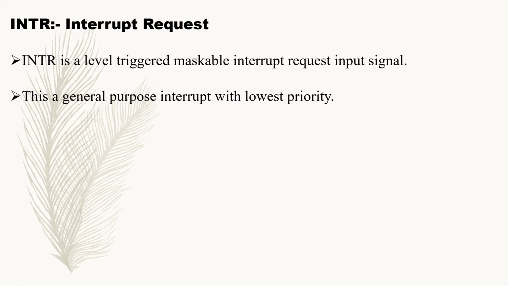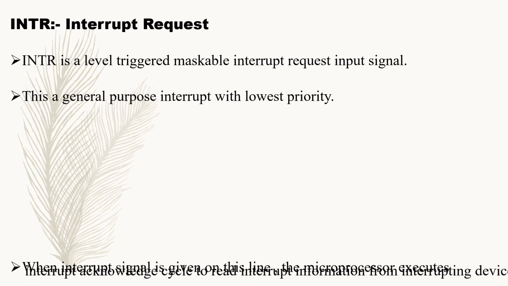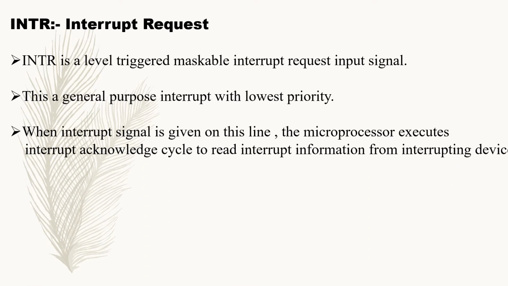It is the general purpose interrupt with lowest priority. When an interrupt signal is given on this line, the microprocessor executes the interrupt acknowledgement cycle to read the interrupt information from the interrupting device. This we have also discussed, students.